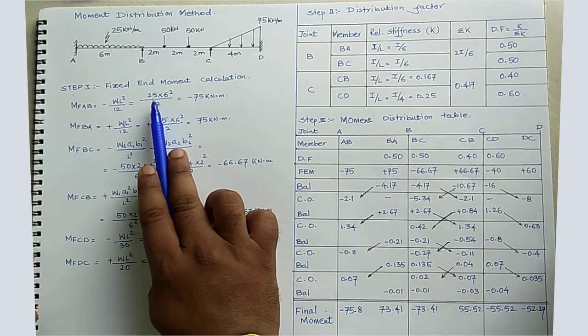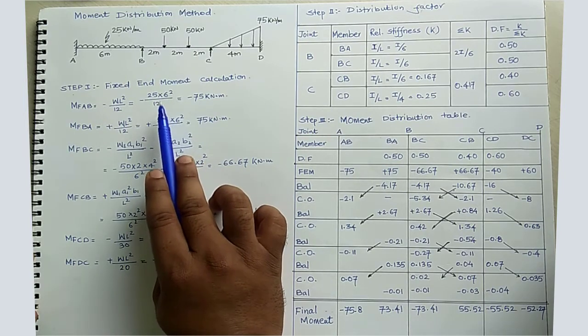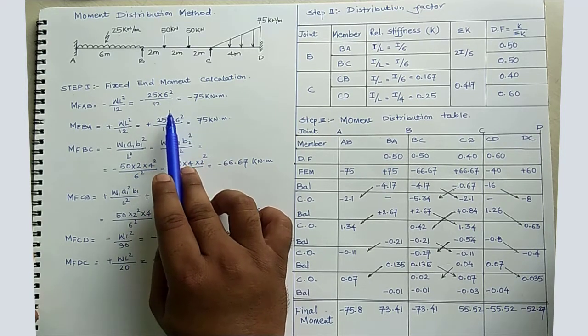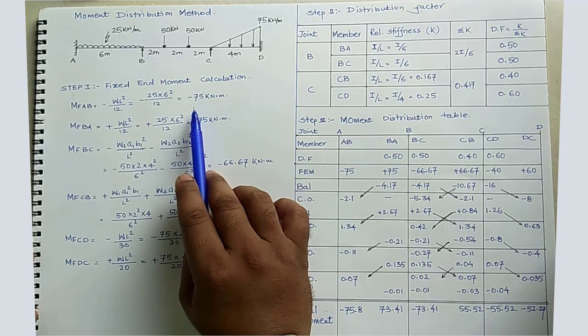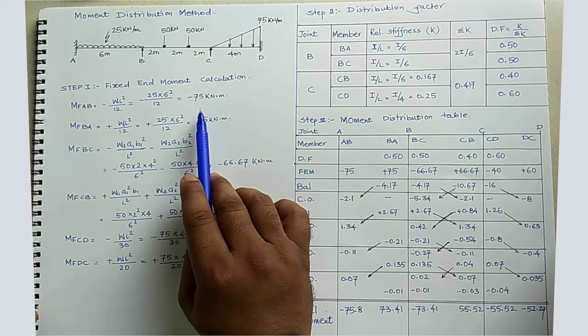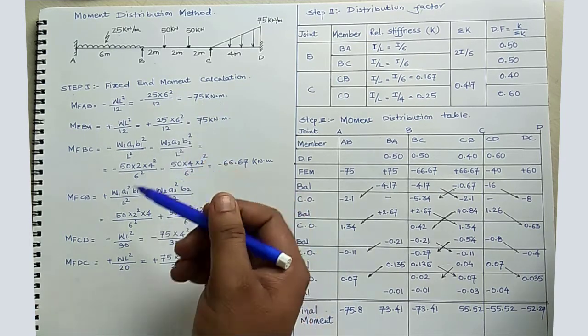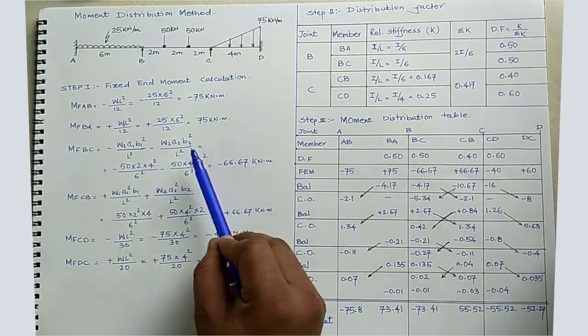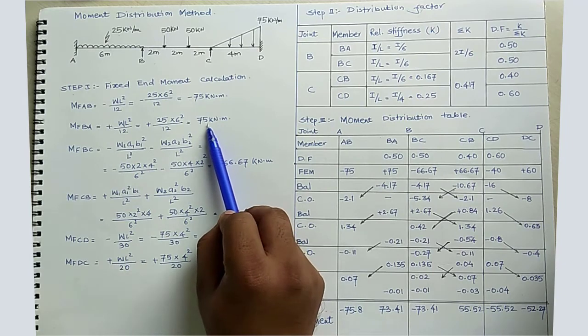So the value of W is 25 and the value of L is 6, so it is minus 25 into 6 square divided by 12, so it is minus 75 kN meter, the fixed end moment which we are getting for span AB. Now for span BA, it is plus WL square by 12 and the value which we are getting is 75 kN meter.